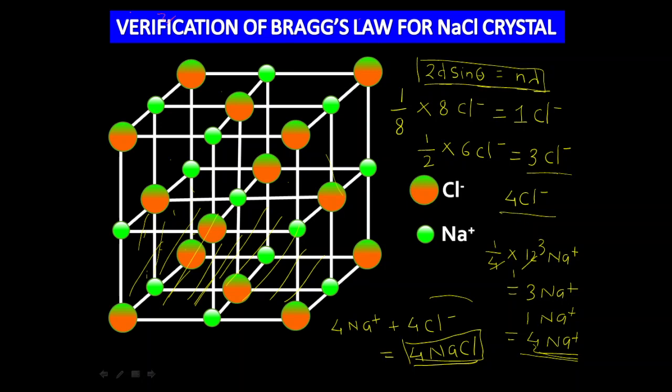So 8 small cubes. This NaCl structure is made up of 8 small cubes. So 8 small cubes means 4 NaCl molecules. So what is 1 small cube? There are a total of 8 small cubes in this structure. So this NaCl structure is made up of 8 elementary cubes, and this whole structure consists of 4 NaCl.